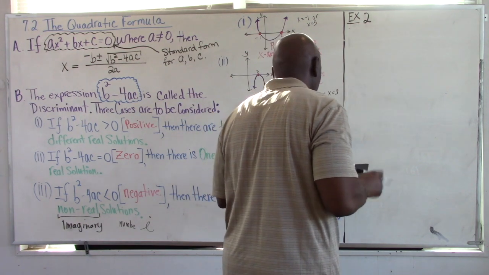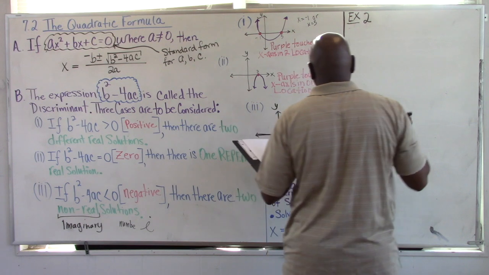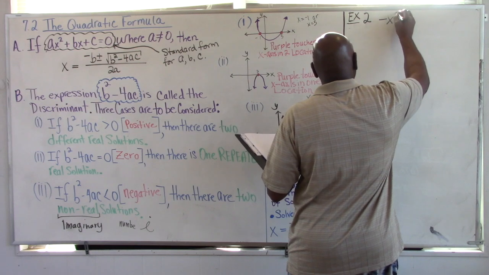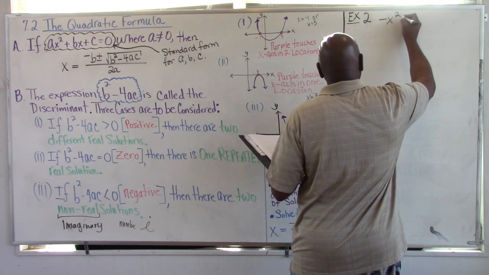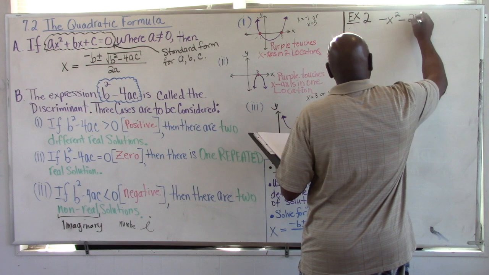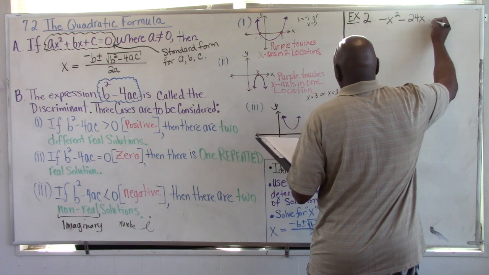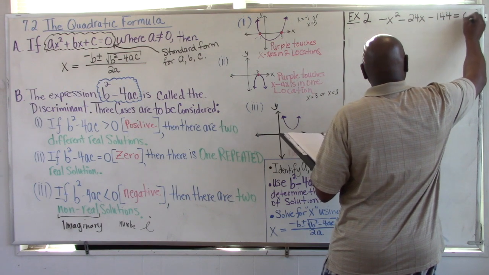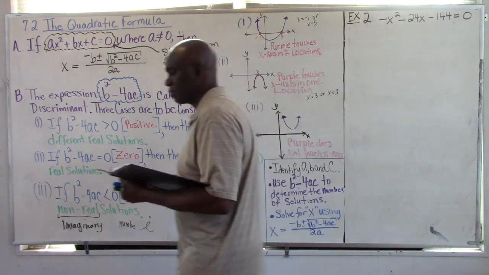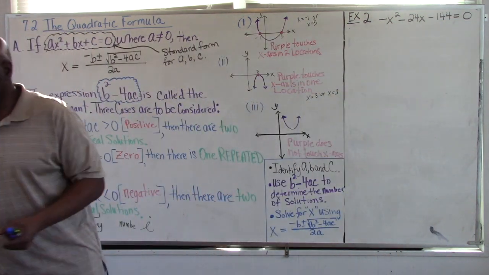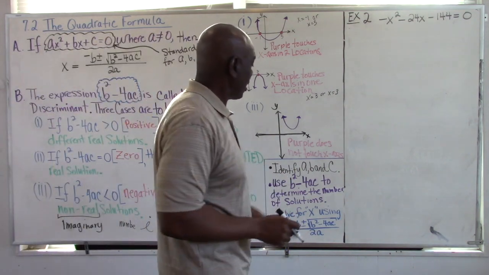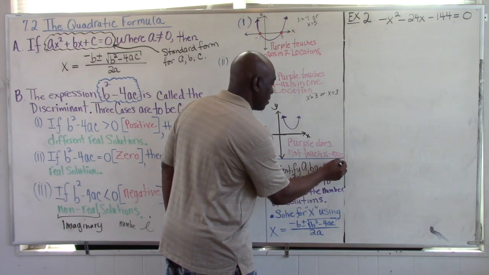This time, let's look at, how about negative x squared minus 24x minus 144 equals 0. Okay? All right, same instructions. Let's identify ABC.